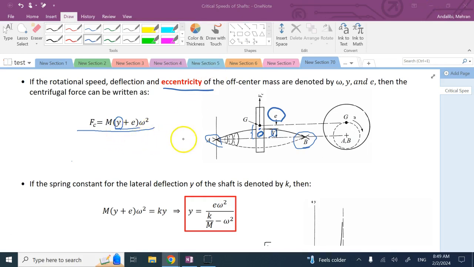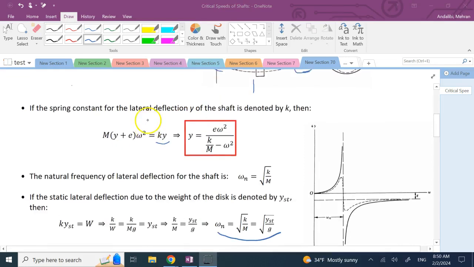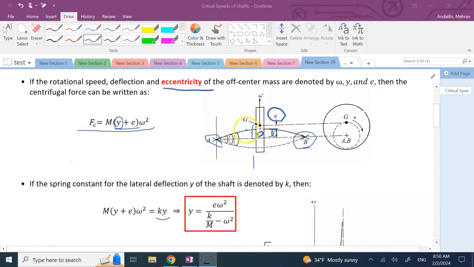But right now, if we assume that at the moment there is a spring constant K for this configuration, then the restoring force of this shaft that wants to bring the shaft back to the horizontal position is going to be K times Y. So if I have equilibrium at this position and the system keeps spinning like this, so this shaft is curved like that, then the centrifugal force Fc should be the same as your spring force K times Y. And so from here, if you solve for Y, you get what? You get this equation that you can see.